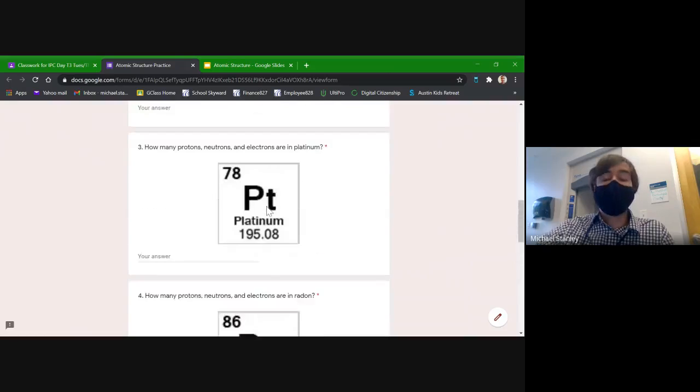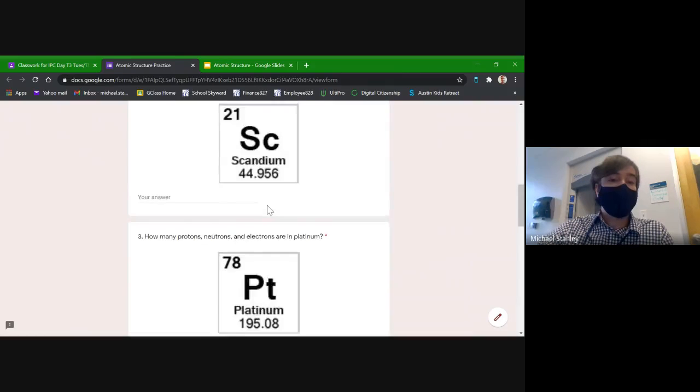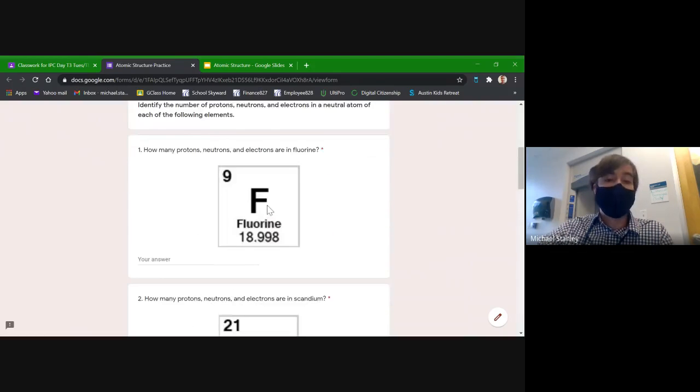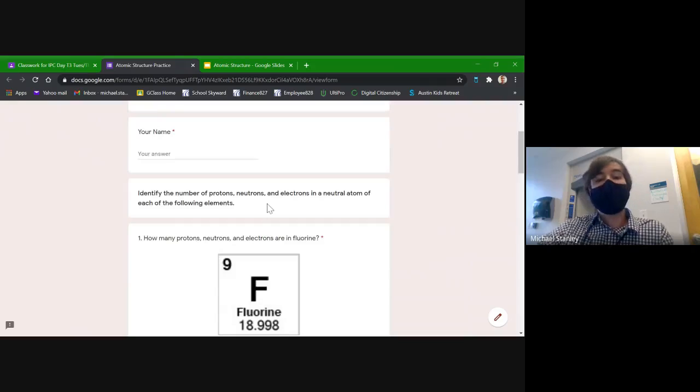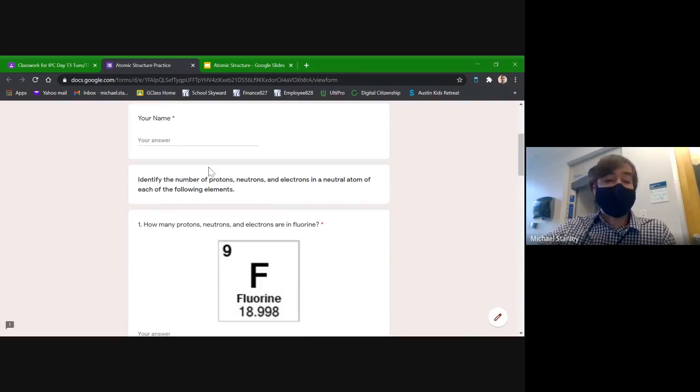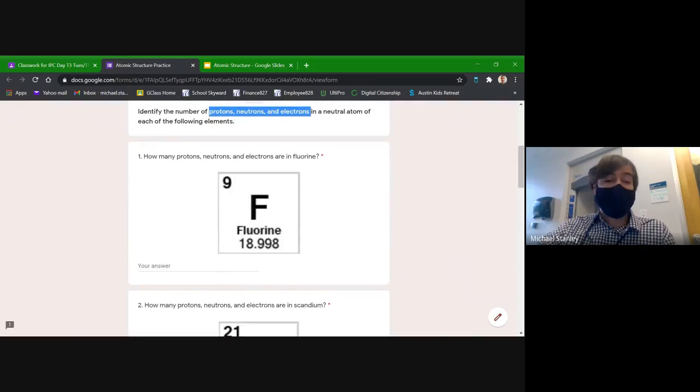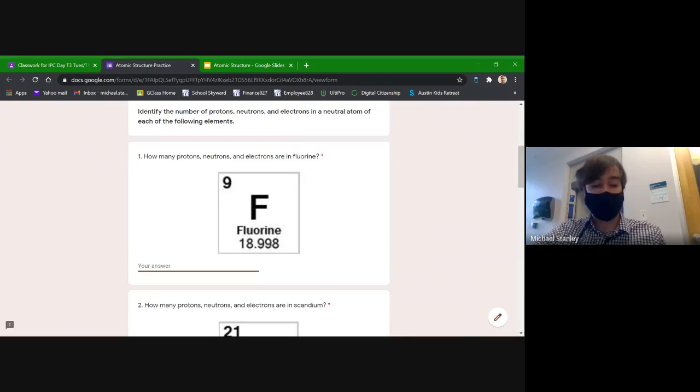The one thing that I did want to mention about the Google Form version is that there are 3 things that you're figuring out about each element, but there's only one line. And so when you want to write down your answers, make sure that it's set up something like, I'm just going to make up some numbers.